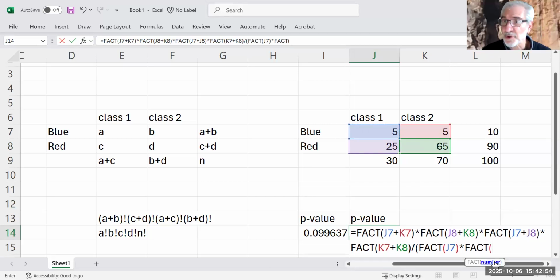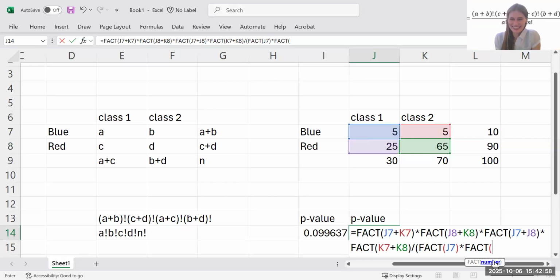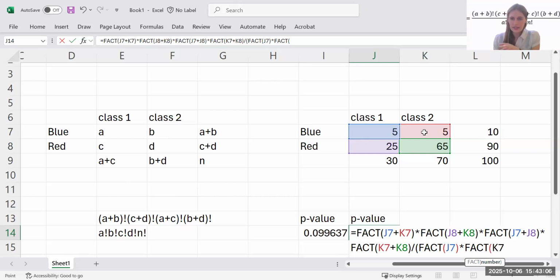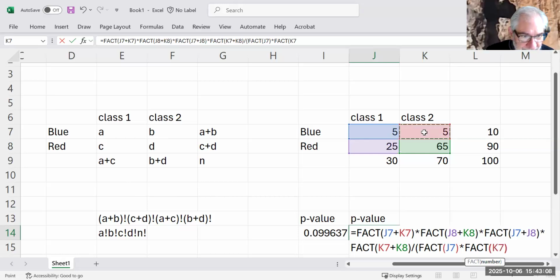Absolutely, man. Should we ditch it and go to R? No, I'm kidding. We're almost done. Fact, B, right? You got B, yes. So this is B. K7, yeah, that's the B. Okay, not the letter B.